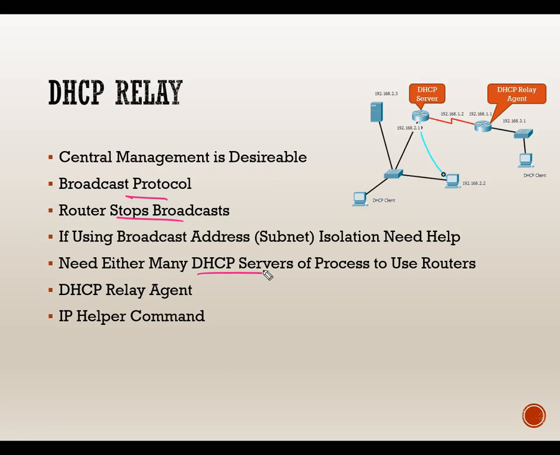We need either a whole bunch of DHCP servers, one on each subnet, or we use a DHCP relay agent. And in Cisco, to configure it, the command is IP helper, and then the address of the DHCP server.